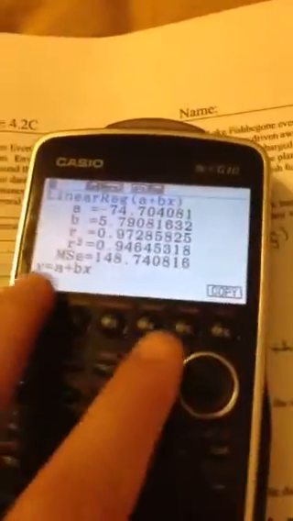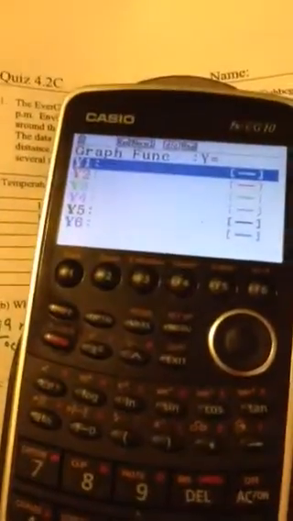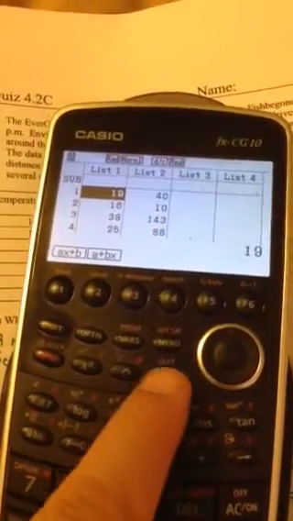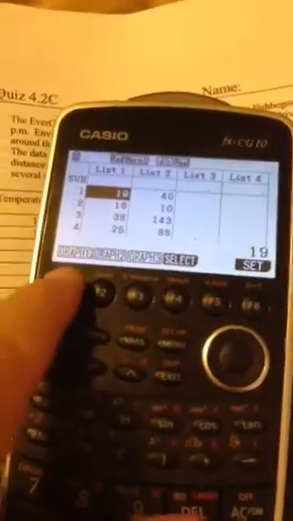Okay, now next thing you have to do is you have to hit copy, go ahead and hit enter, and then hit enter again. Okay, what we can do is we can see if that, let's go ahead and graph it. Graph, yep, there it is.